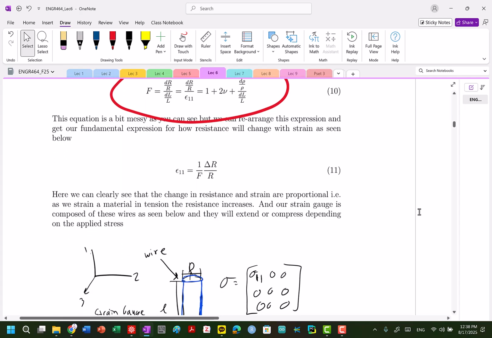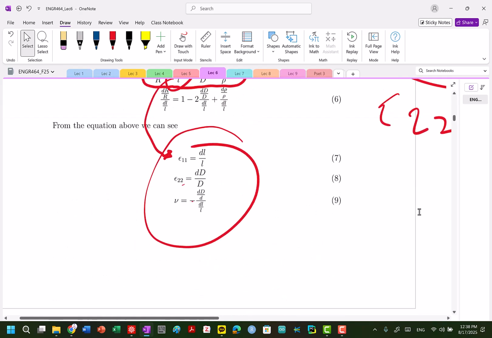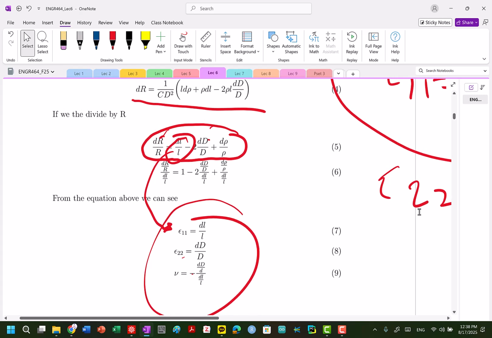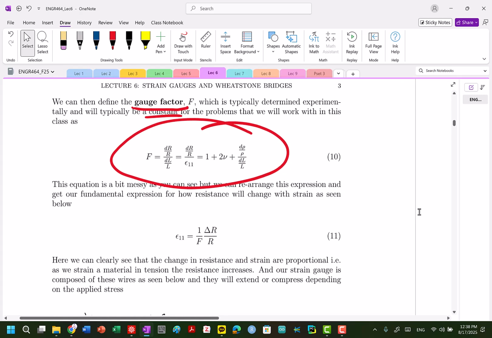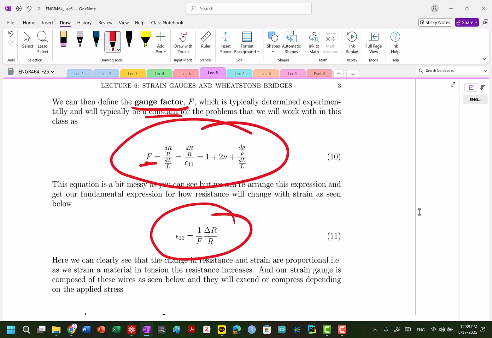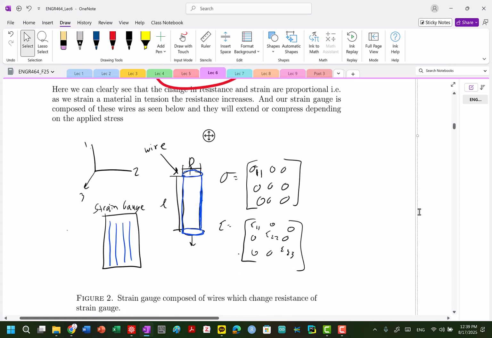But at the end of the day, when you rearrange these expressions, and the expression in here as well, once you make this definition, the strain is going to be equal to 1 over the gauge factor times the change in resistance over that initial resistance. So that is really, really critical. That's the key idea that we're looking at here when we're calculating that strain.